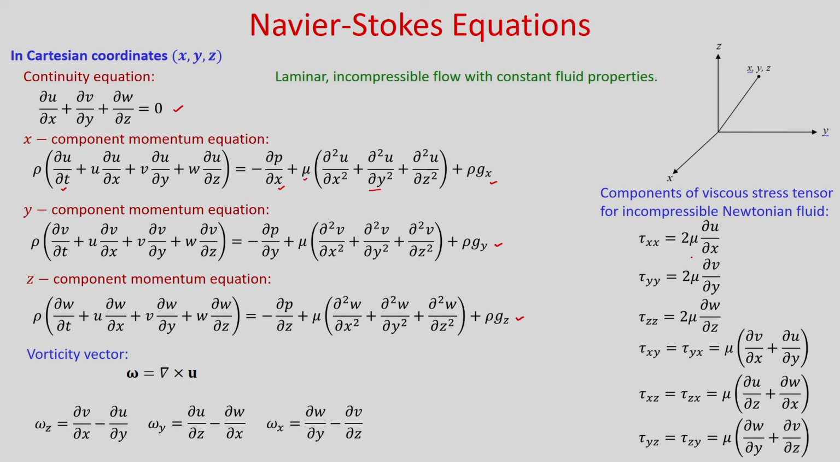You can also find the components of the viscous stress tensor for an incompressible Newtonian fluid. So, these are the normal stresses and these are the shear stresses. Also you can find the vorticity component. So, this is the vorticity vector, the curl of the velocity vector, and these are the components of this vorticity: omega z, omega y and omega x.